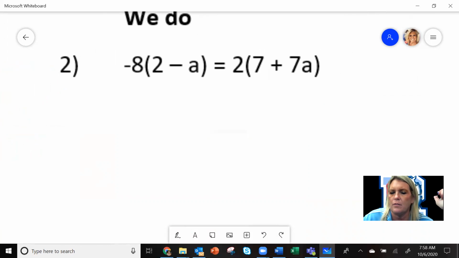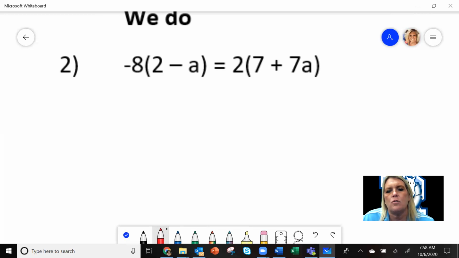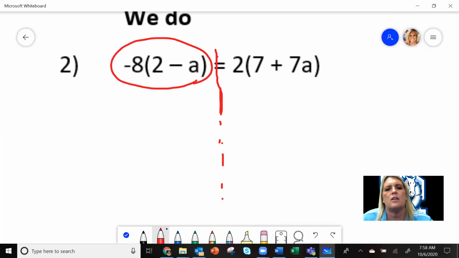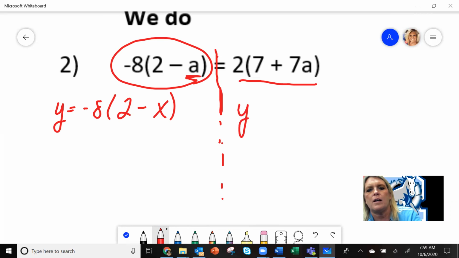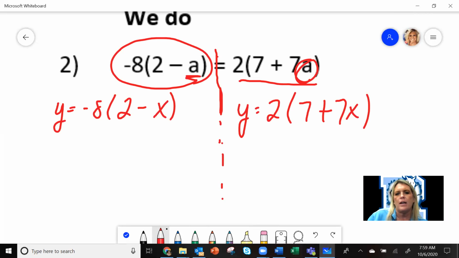Okay, you can pause the video and you can try and do this on your own, or take a minute to be able to do this. I'm going to go to the equal sign and draw a dashed line. There we go. Left-hand side goes into the first equation. So y equals -8 times 2 minus, instead of a, I'm going to put an x. Then the right-hand side is its own equation. Y equals 2 times 7 plus 7. Change that a to an x. Now I have my two equations to put into the calculator.